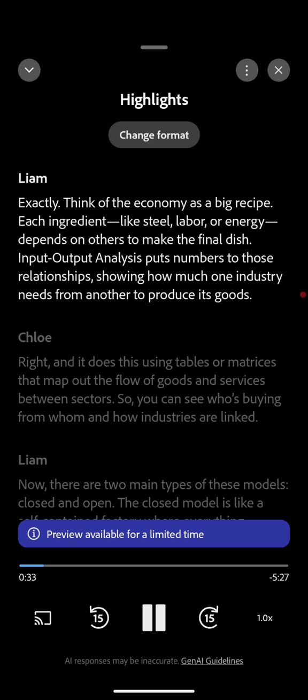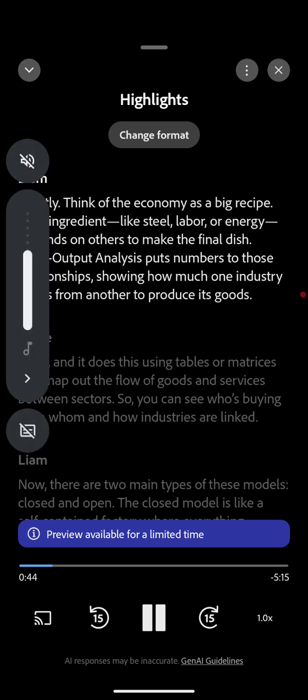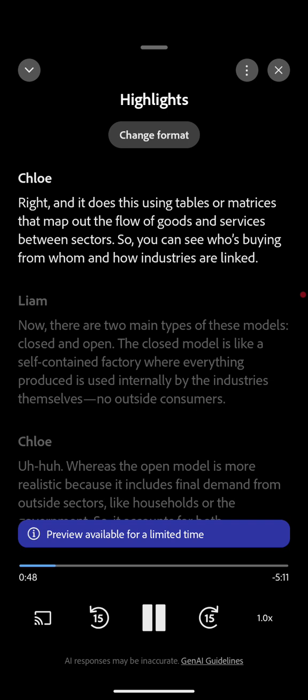Exactly. Think of the economy as a big recipe. Each ingredient, like steel, labor, or energy, depends on others to make the final dish. Input output analysis puts numbers to those relationships, showing how much one industry needs from another to produce its goods. Right, and it does this using tables or matrices that map out the flow of goods and services between sectors. So you can see who's buying from whom and how industries are linked.